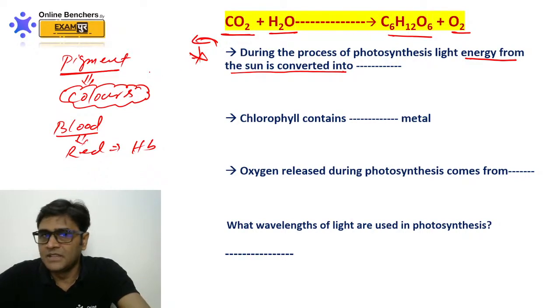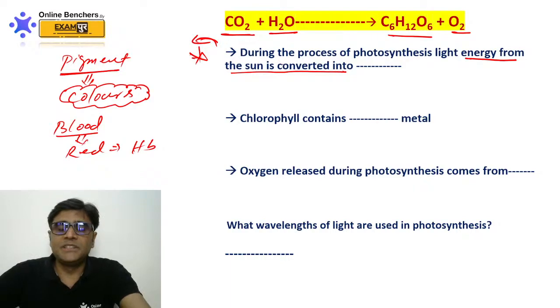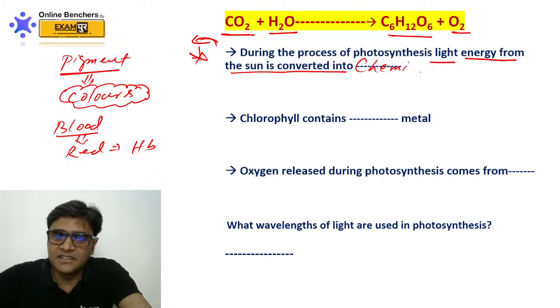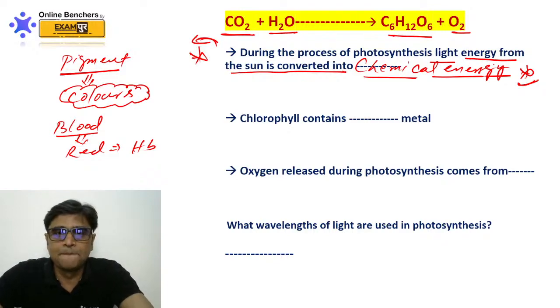Okay. So if the question is, during the process of photosynthesis, which energy is converted into which energy, your answer should be light energy is converted into what? Chemical energy. Please remember this point, my dear friend. This is very important, and this question has been asked in various competitive examinations a lot of times. Never forget it. Please remember.